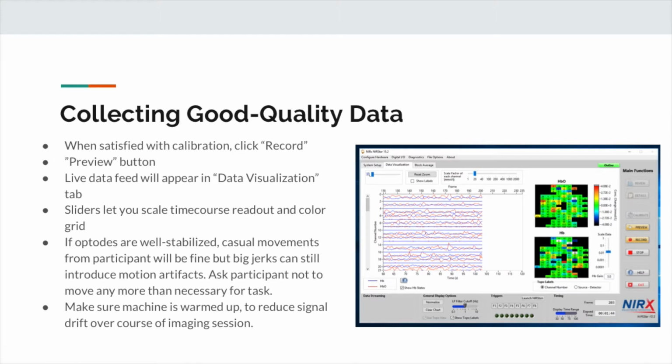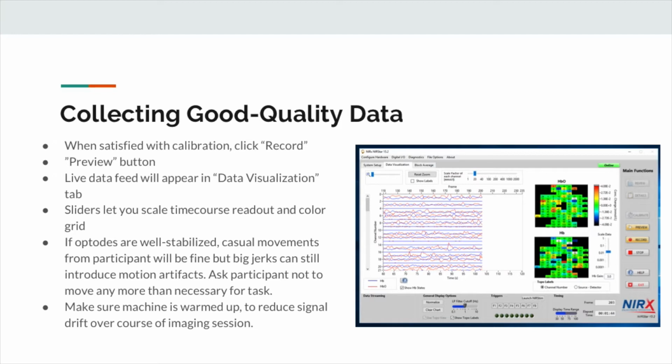And then after you start recording, you see this live data feed appearing in the data visualization tab. That tab will automatically open when you hit the record button. You see a readout of the time courses in all the channels going across the screen there in red and blue. Red and blue are for both oxy and deoxyhemoglobin. It's doing a really fast, really rough calculation of the concentrations. And then on the right side, it's got your spatial orientation of the channels, and it'll flash red for more signal, blue for more signal.